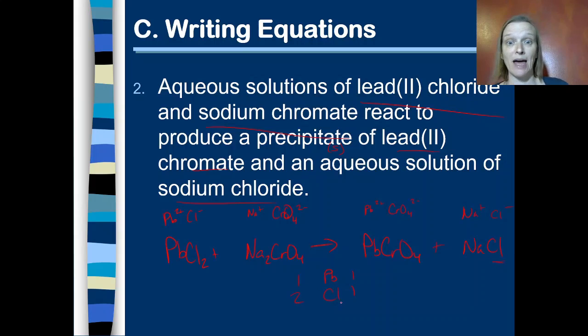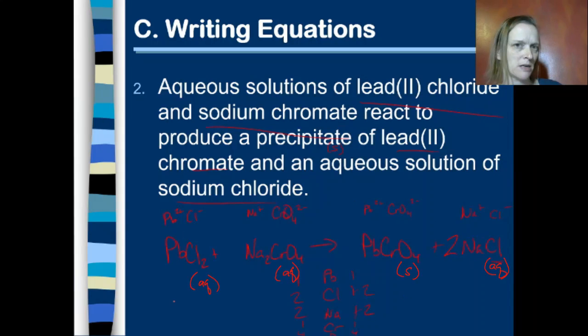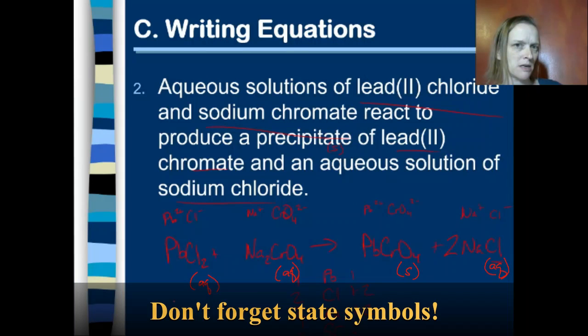I'm not conserving mass. If I continue on, sodium, there are 2 sodiums on this side, but only 1 on that side. And then with the chromium and the oxygen, there are 4 oxygens and 4 oxygens, 1 chromium and 1 chromium. So what I need to do is have 2 sodium chlorides so that this equation will be balanced. So that's what we're going to look at next. How do we go about balancing an equation once we've learned how to write it?